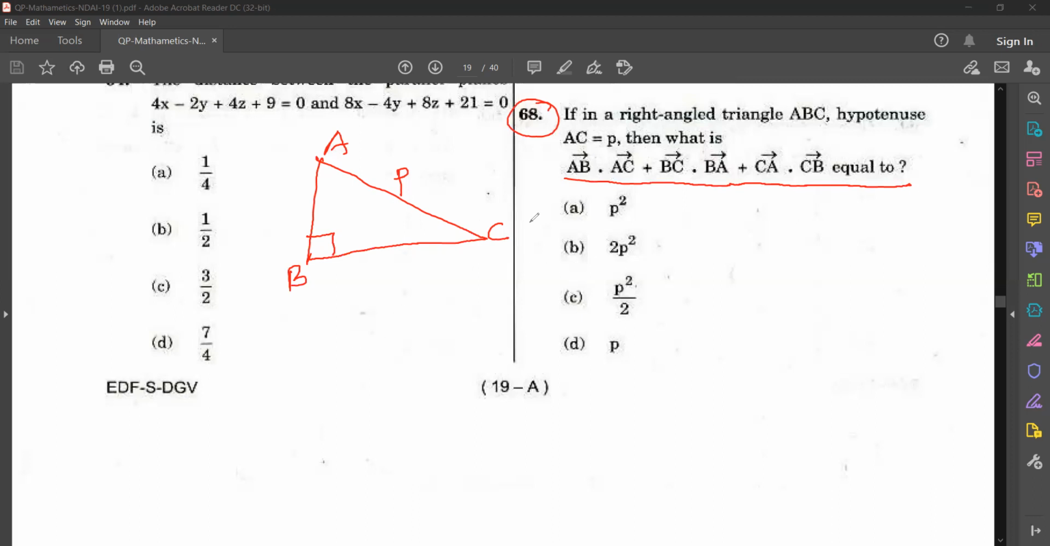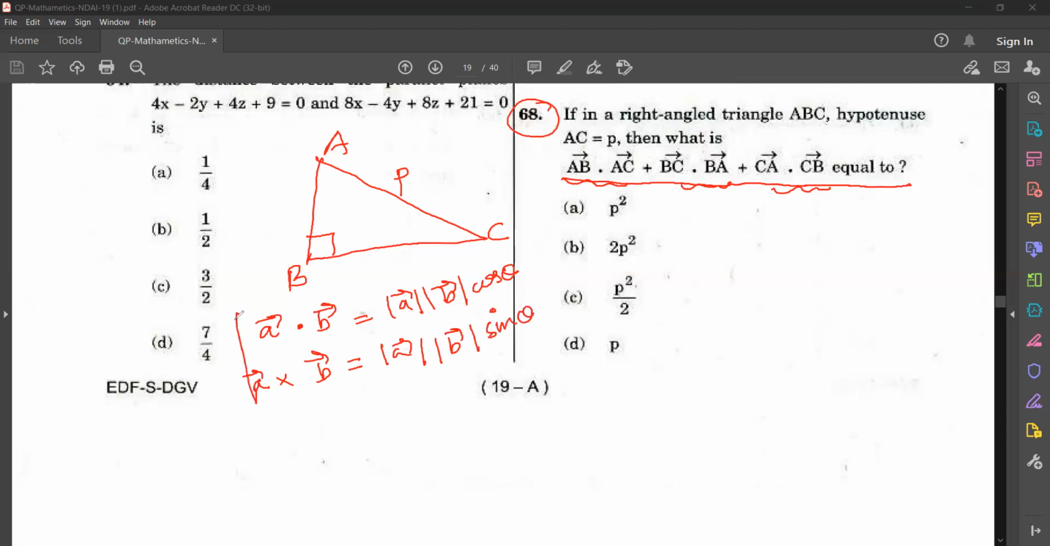So let me show how to do this. What do you mean by dot product? Here they are doing dot, dot, dot. Suppose we have two vectors A and B. A dot B is magnitude of A into magnitude of B into cos theta. That is dot product. Just for your info, what is cross product? Magnitude of vector A, magnitude of vector B into sine theta. That is cross product. In dot product, cos theta comes.